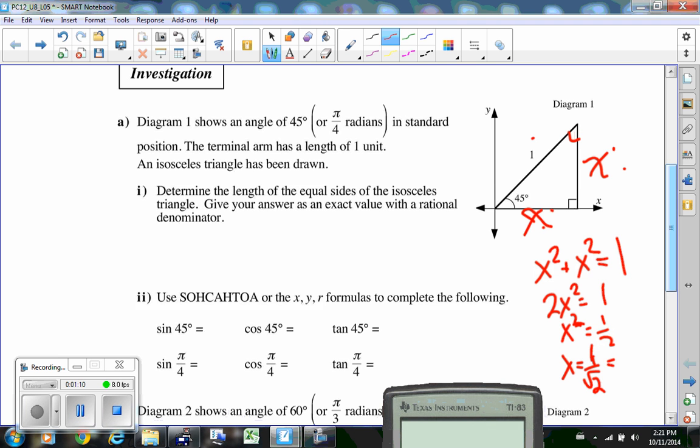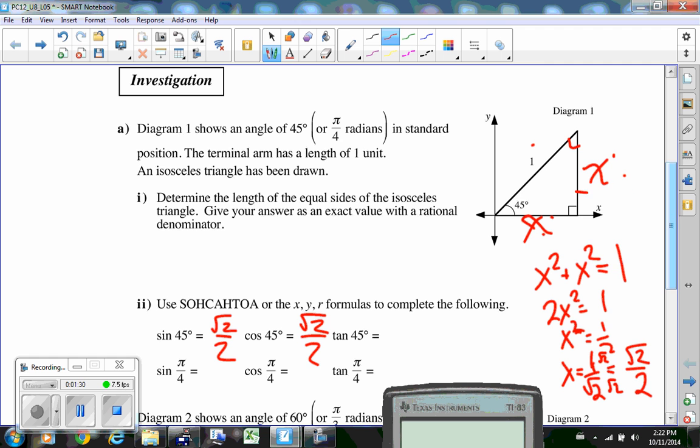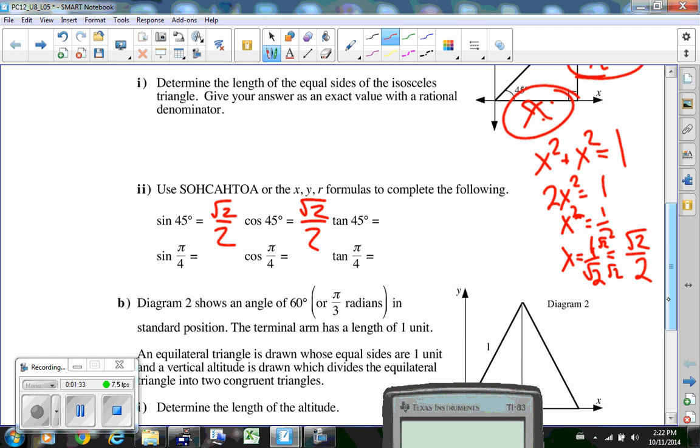But to make it easier to see, we're going to rationalize our denominator, multiply top and bottom by root 2, and I get root 2 over 2. So this is root 2 over 2. This is root 2 over 2. And the tan would be the opposite over the adjacent, which are both the same value. So it's going to be 1.